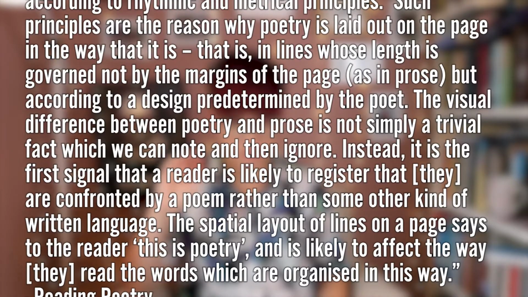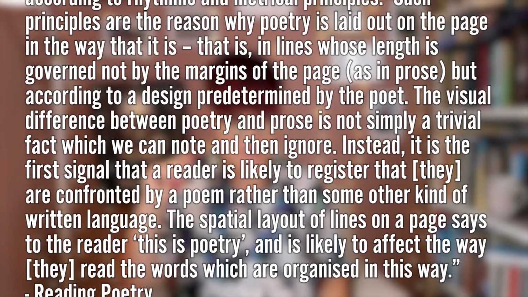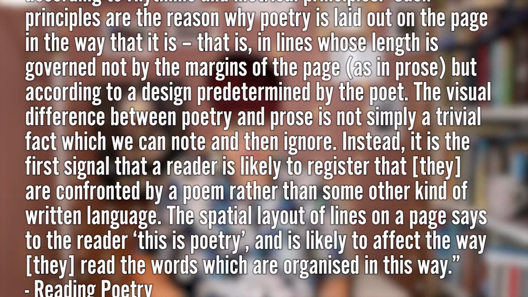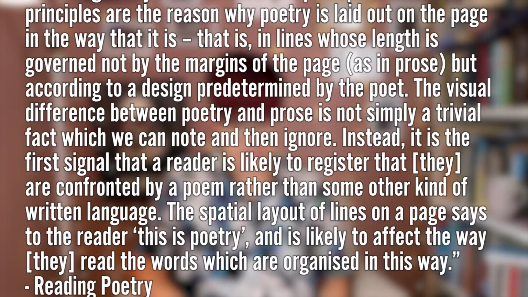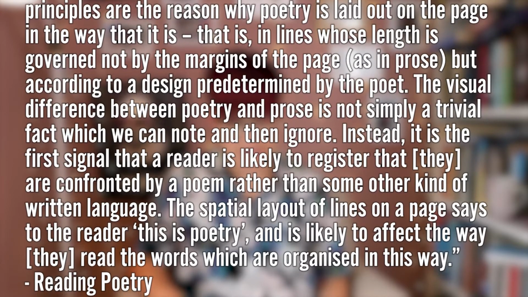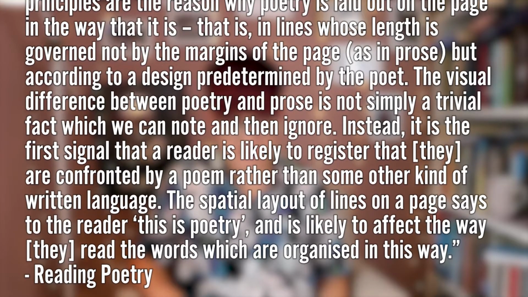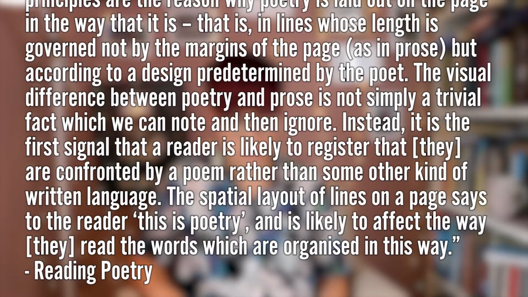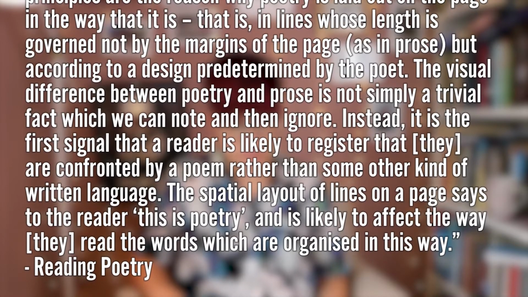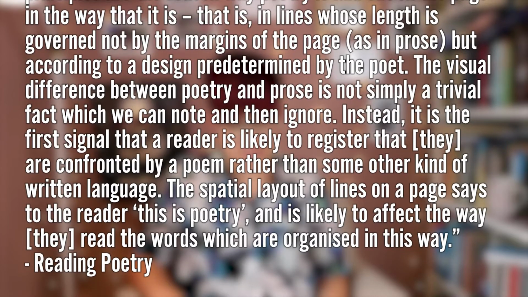The visual difference between poetry and prose is not simply a trivial fact that we can note and then ignore. Instead, it is the first signal that a reader is likely to register that they are confronted by a poem rather than some other kind of written language. The spatial layout of lines on a page says to the reader, this is poetry, and is likely to affect the way they read words which are organised this way. They're basically saying that lines are part of what makes a poem, and that lineation is a key part of making that a poem. If you do not have line breaks, it is not a poem.